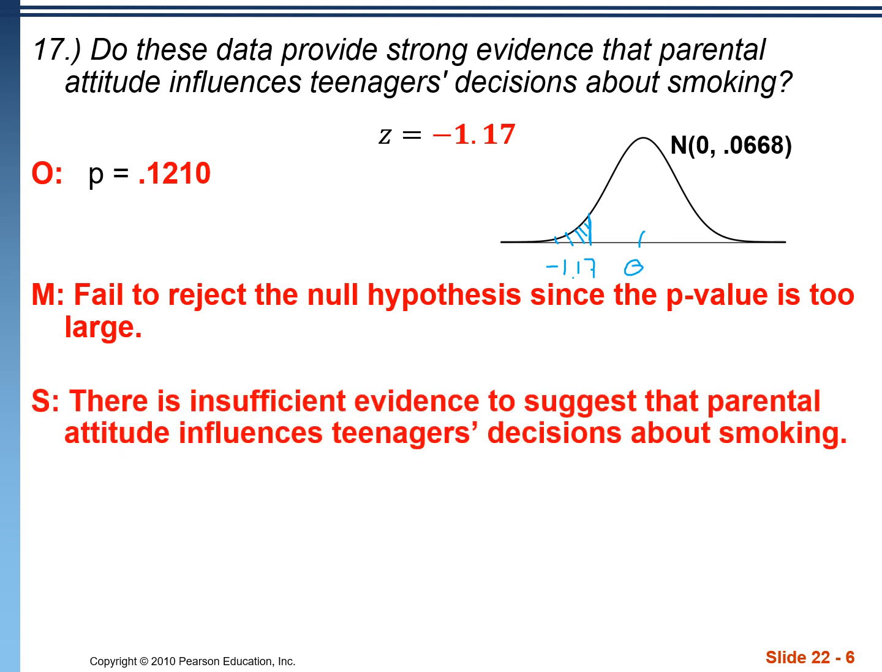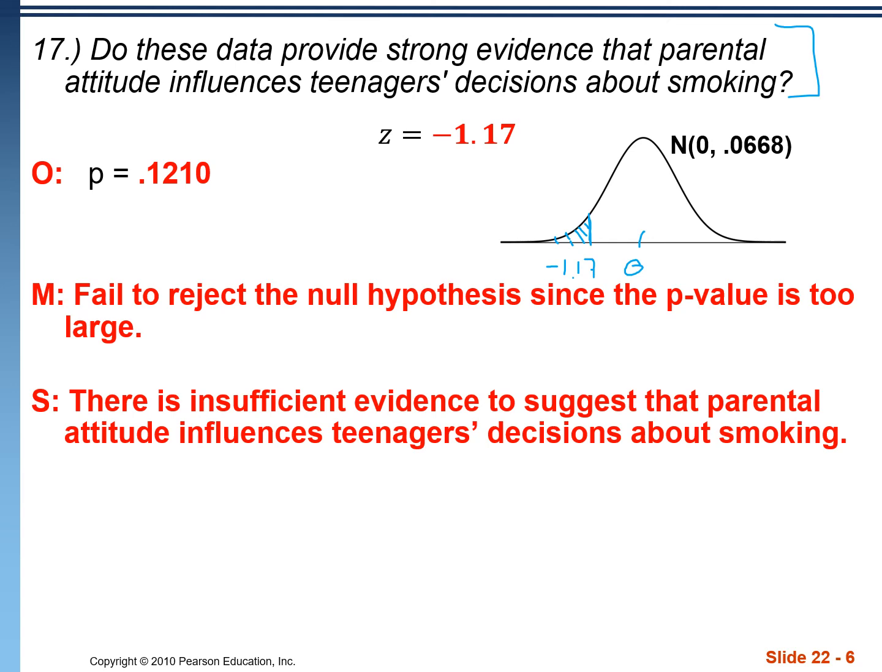Our statement at the end: there's insufficient evidence to suggest that the parental attitude influences teenagers' decisions about smoking. That's just the text from the actual question. We could also word it like, there's insufficient evidence to suggest that students whose parents disapprove of smoking smoke at lower rates than students of parents who are lenient about smoking.